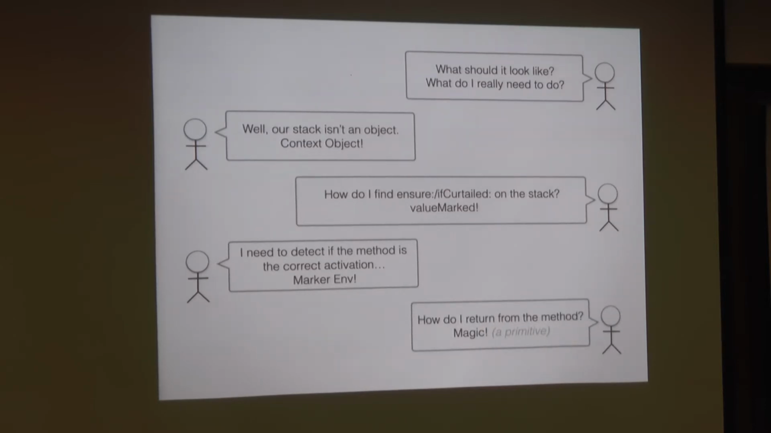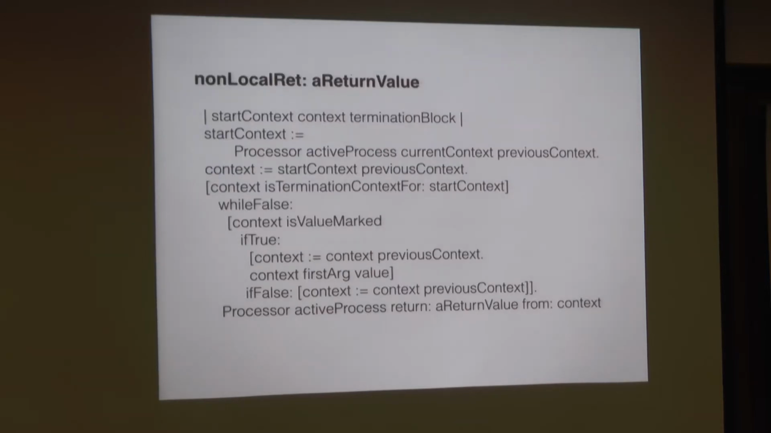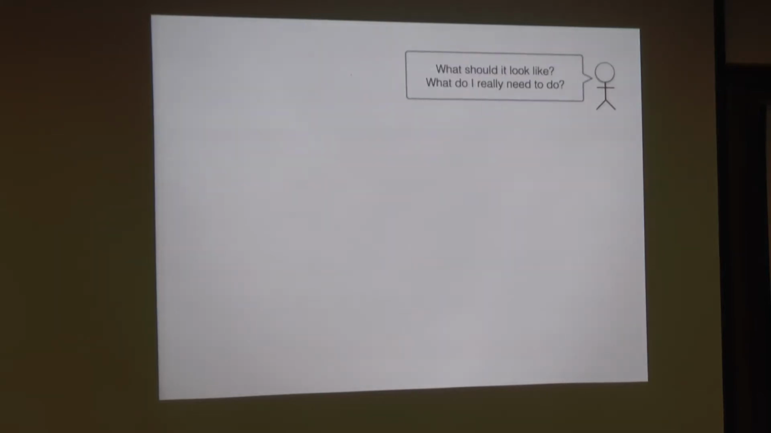And this is where the fun began. How do you actually return to that method? Well, magic. It's actually a primitive, but so this is my first return to or from? From. Okay. Yep. So you need to return that value from the method.